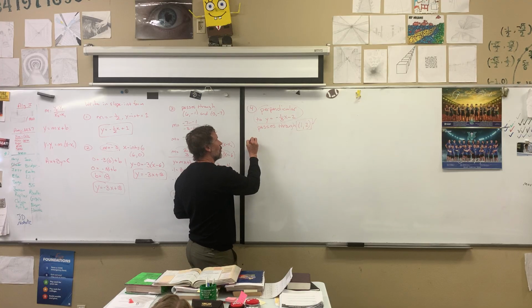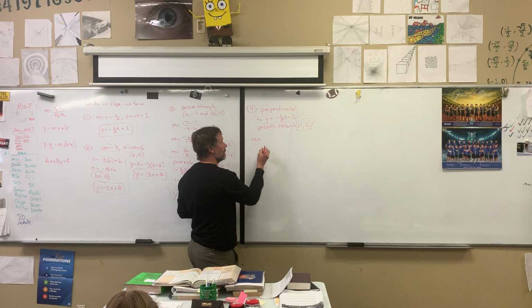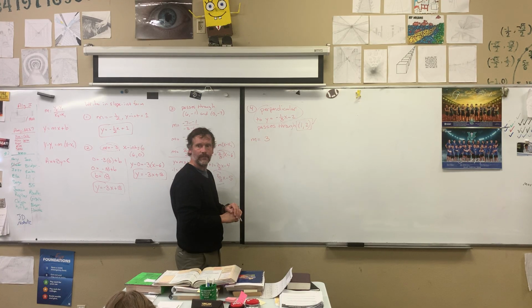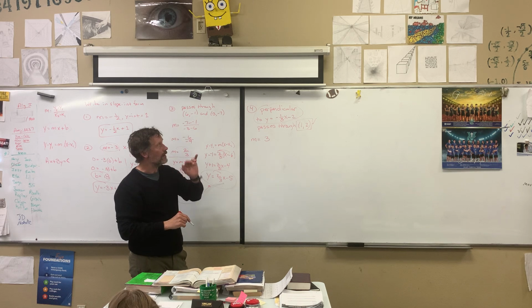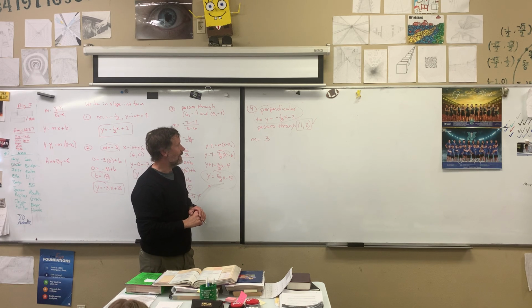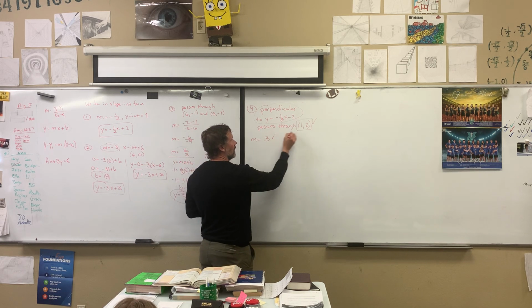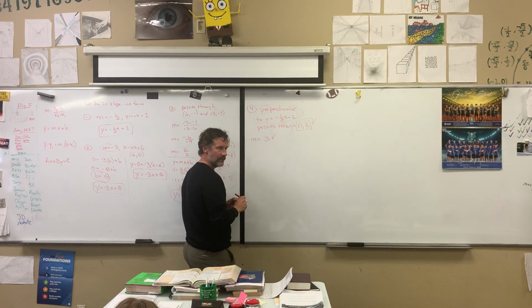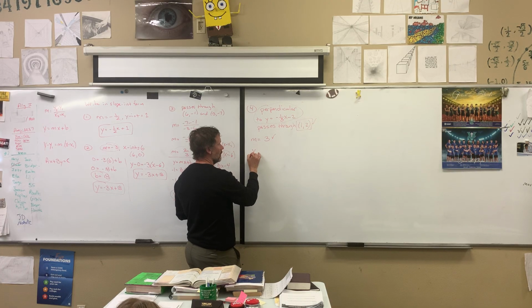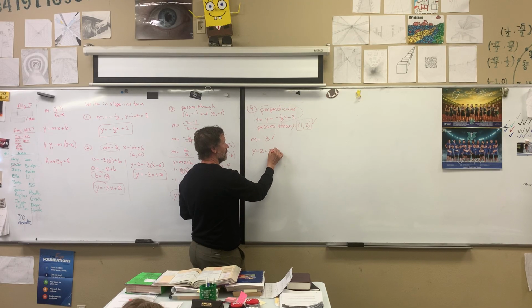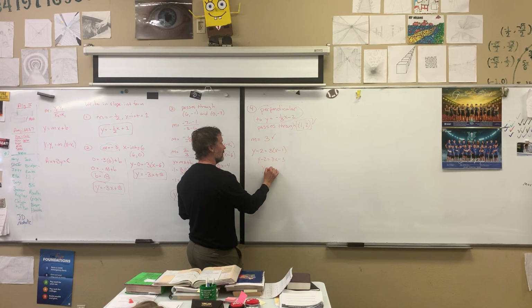So what's the slope of our new line going to be? Positive 3, right? So reciprocate it and change the sign. And so now I have a slope, and now I have a point, and we just go from there. Y minus 2 is equal to 3x minus 1. Y minus 2 is equal to 3x minus 3. So y is equal to 3x minus 1.